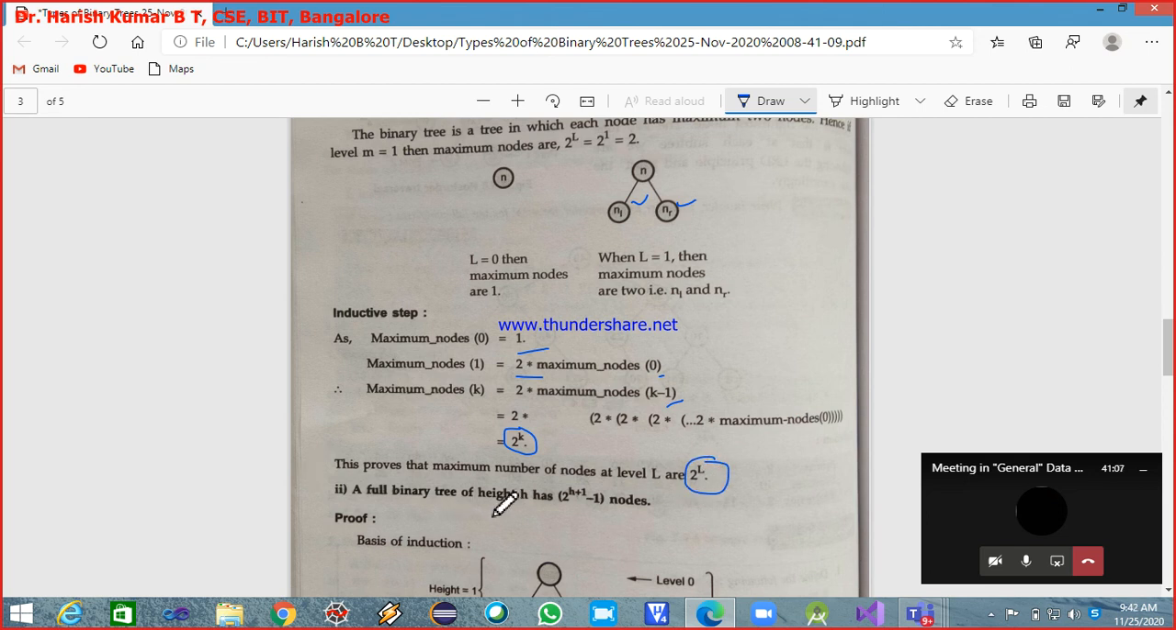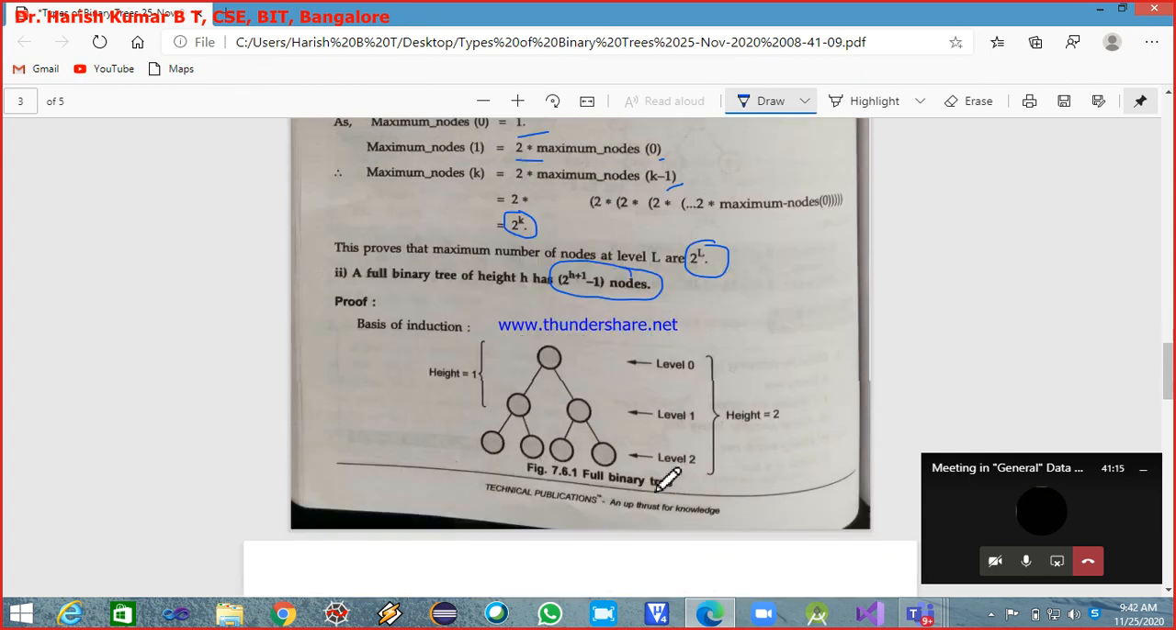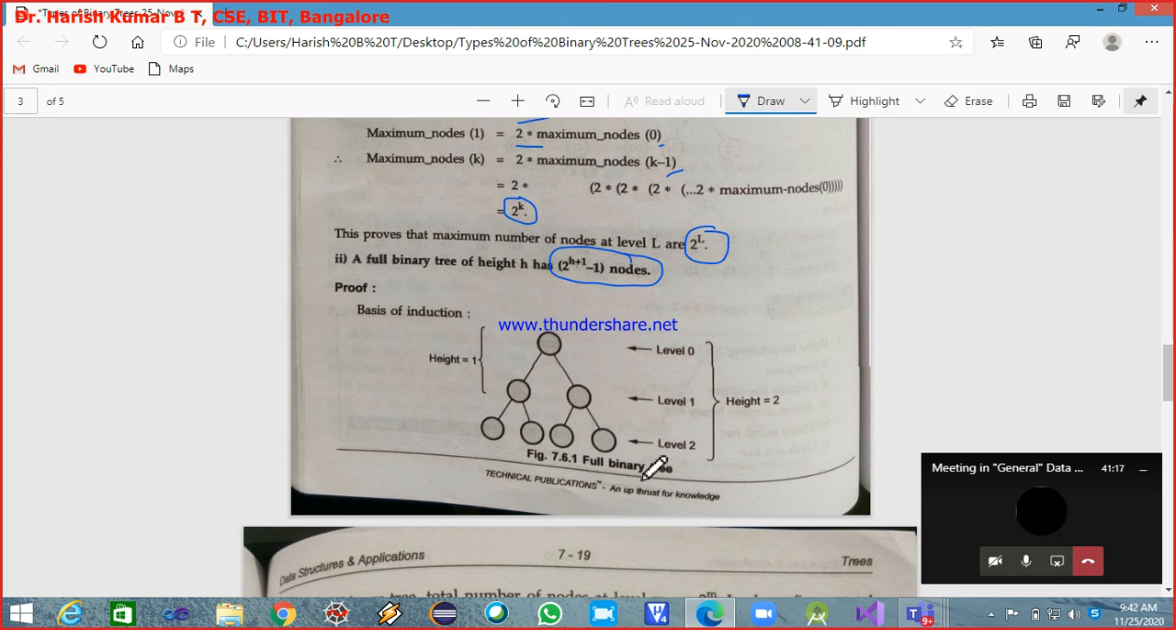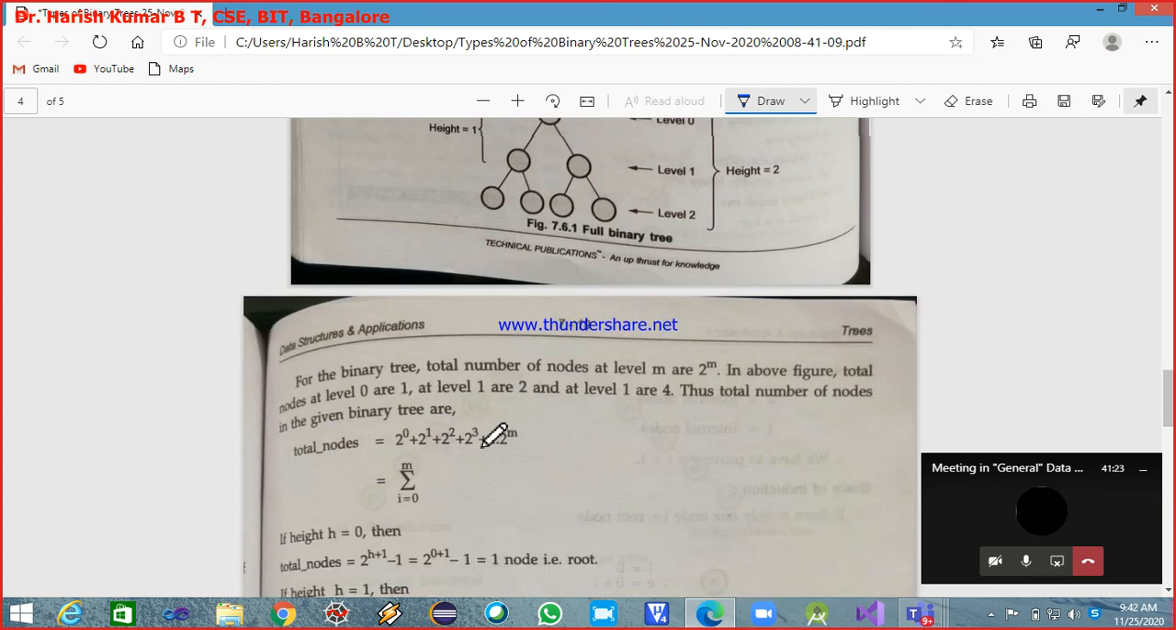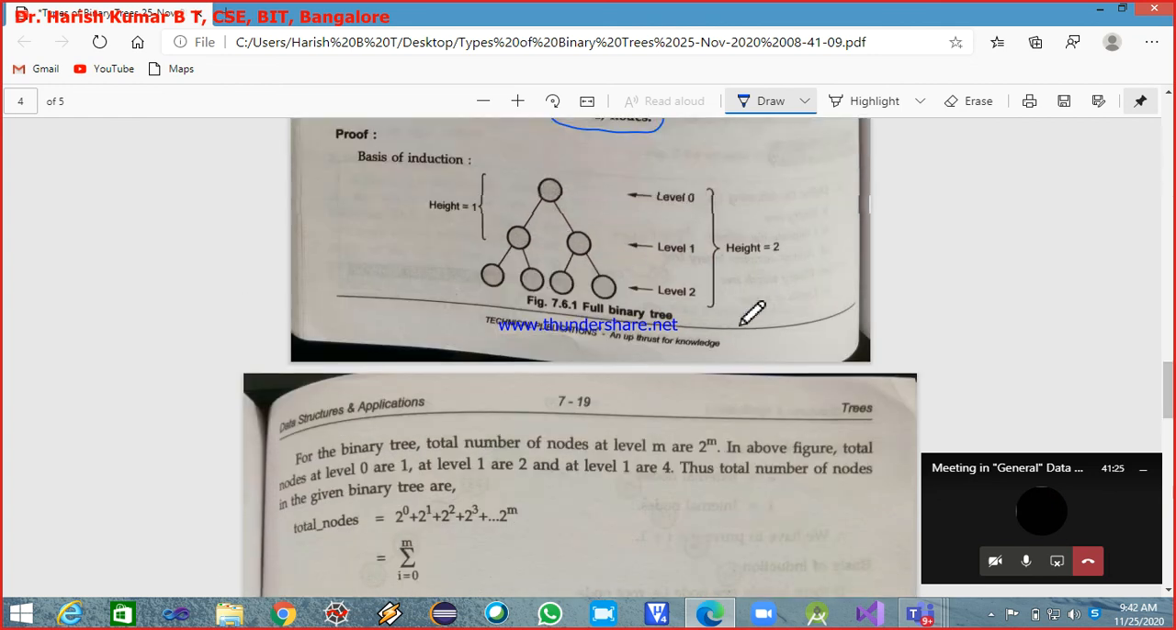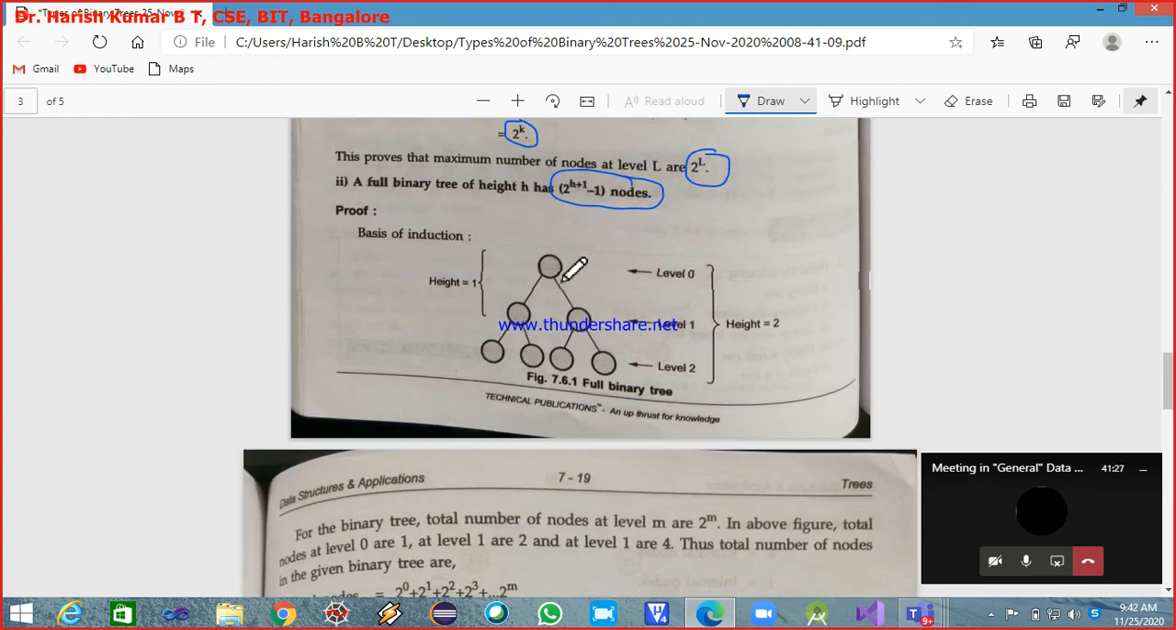For a full binary tree with height h, it has these many nodes, which we have already discussed. Here we have a full binary tree with height 2, levels 0, 1 and 2, which gives the maximum number of nodes. How many? 7 nodes. Maximum number of nodes is 7.